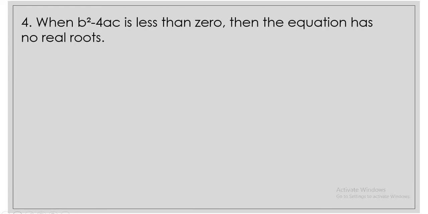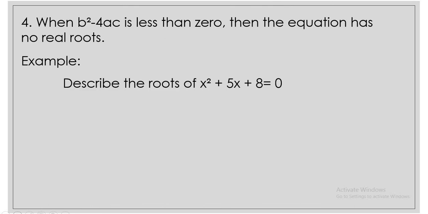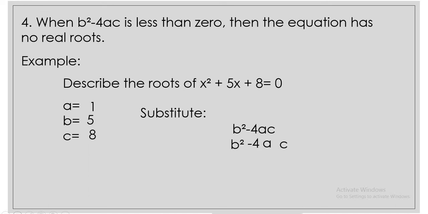Now, when b squared minus 4ac is less than 0, then the equation has no real roots. Example, describe the roots of x squared plus 5x plus 8 is equal to 0. Find the value of a, b, and c, which is 1, 5, and 8. Let us now substitute it to the discriminant b squared minus 4ac, when b is 5, a is 1, and c is 8.